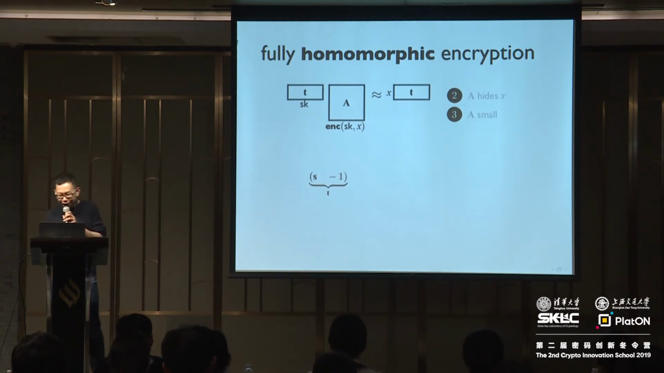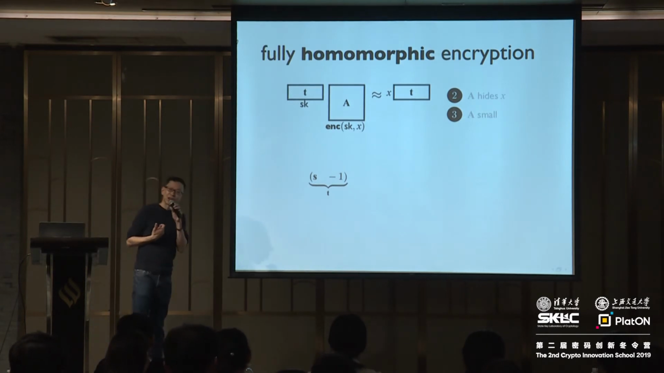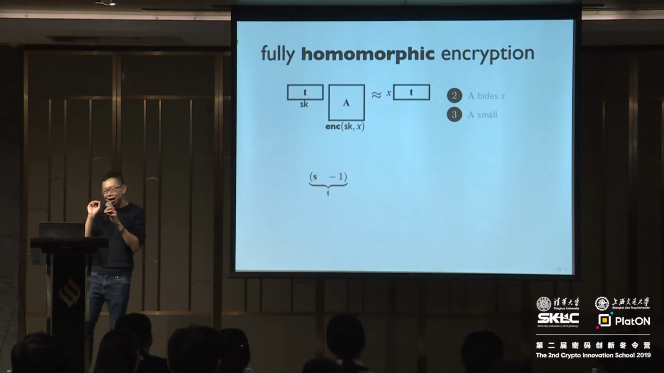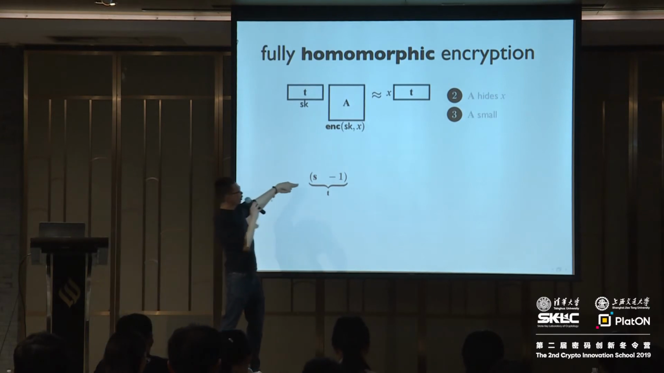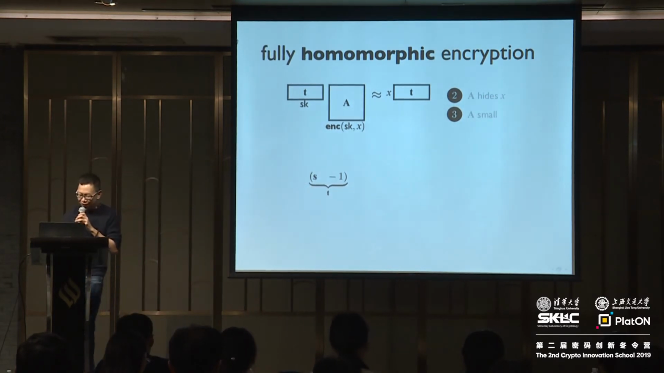Let me first tell you how to encrypt. How do I construct a matrix A such that T times A is close to X times T, where T is of the form S, -1? This means a uniformly random row vector followed by -1 on the right, being the last entry. Encryption is going to be randomized.